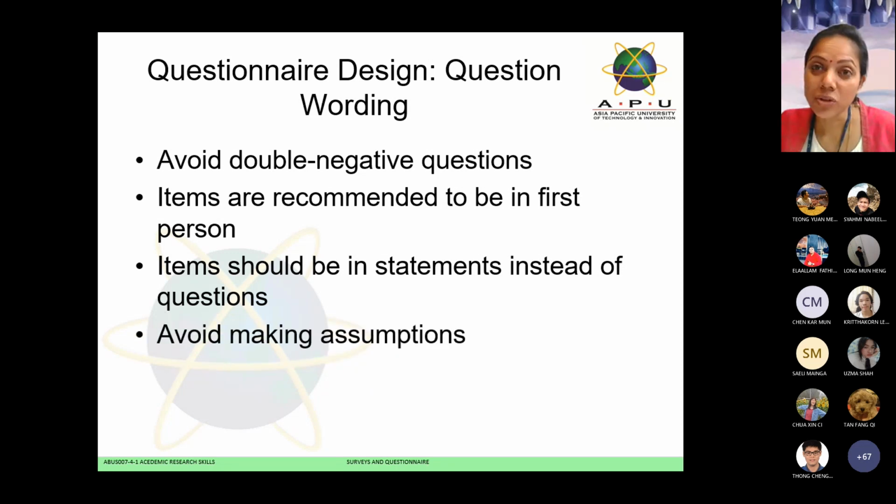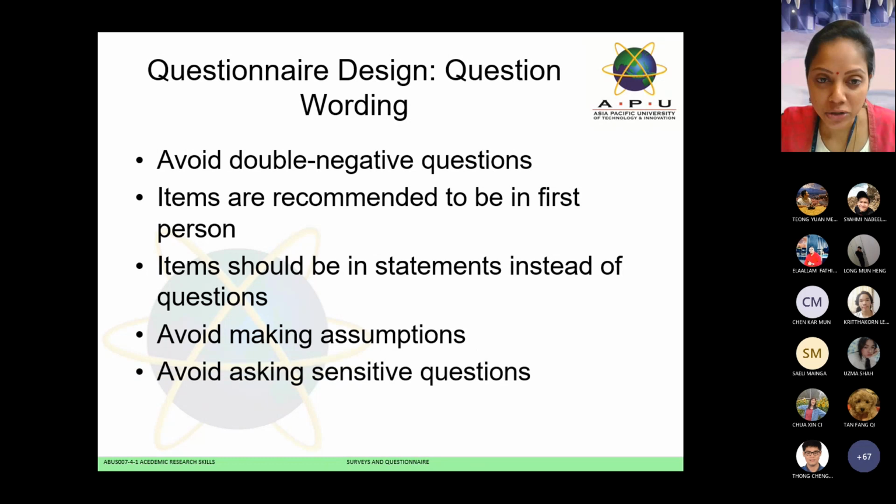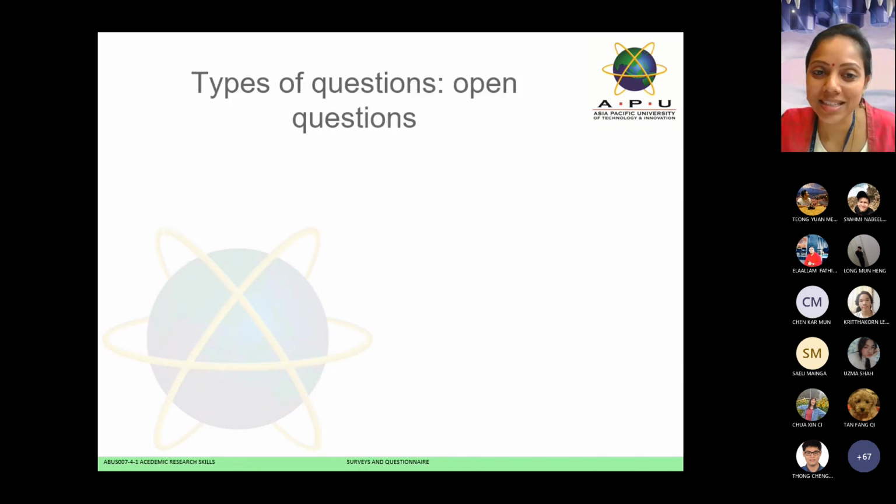Don't assume, like what I told you. If you're an engineer, how if I'm not an engineer? For questions like, where would you like to park your car in APU? Would you like to park your car in APU or out of APU? How if I'm not driving? So you cannot make this kind of assumption. Don't ask sensitive questions. All right, so I don't want to give examples. Okay, don't ask sensitive questions.